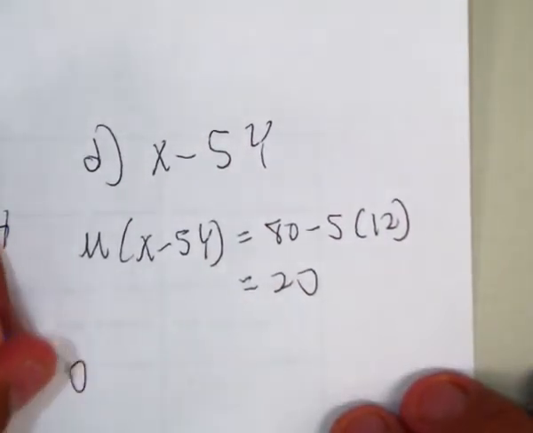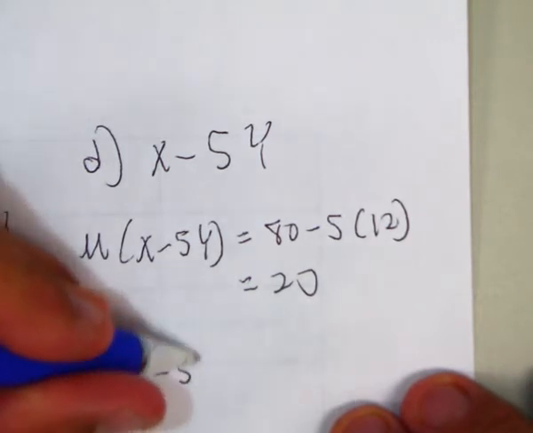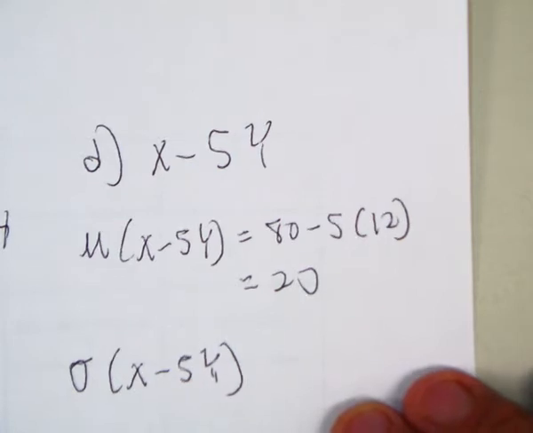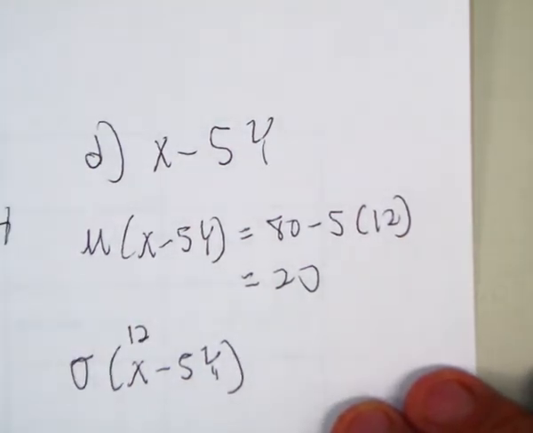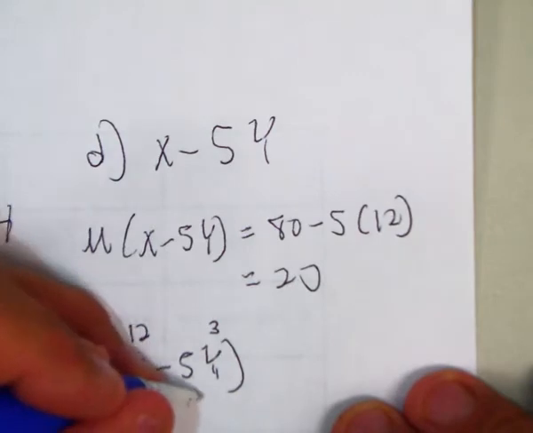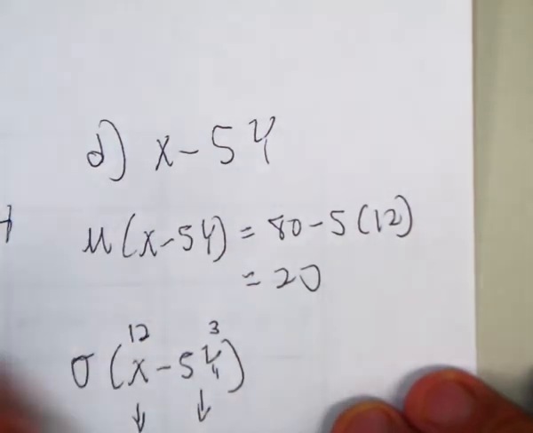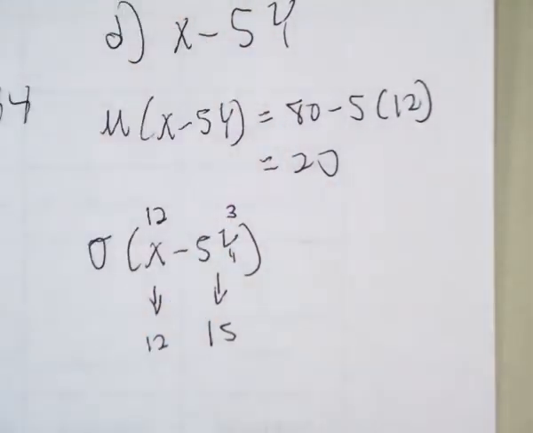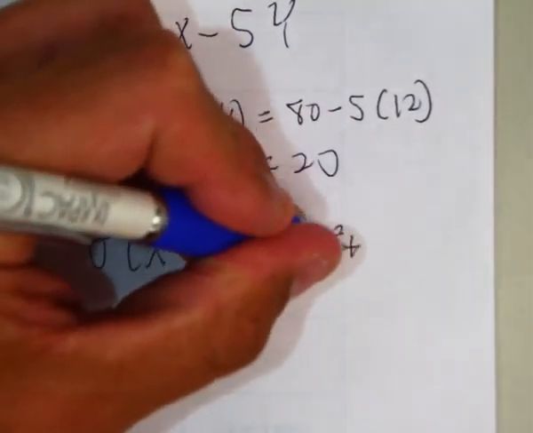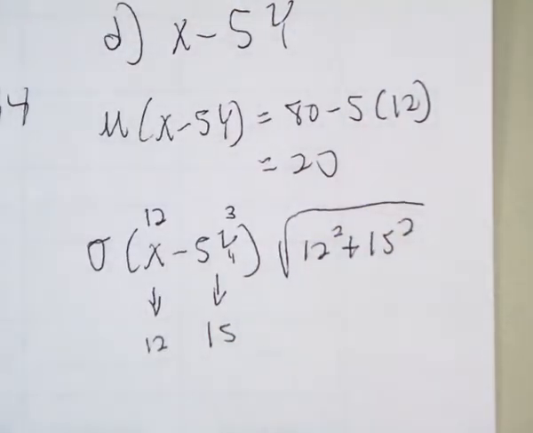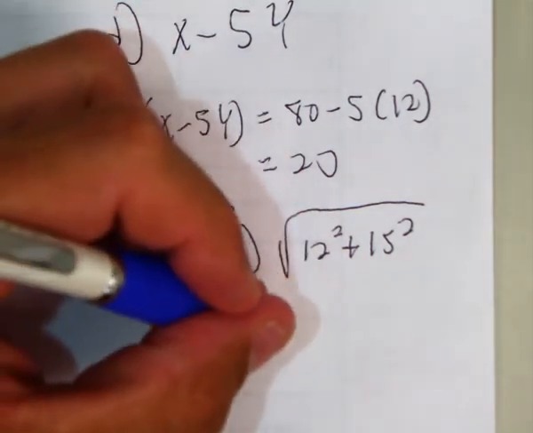Okay. Standard deviation of x minus 5y. Again, I'm going to do this the same way I did the last one. Okay, the standard deviation of x is 12. The standard deviation of y is 3. So I'm going to use the standard deviation of x as being 12, and the standard deviation of 5y as being 15. So what I'm going to wind up doing is I'm going to add the variances. 12 squared plus 15 squared. Take the square root of that, and you get about 19.21.